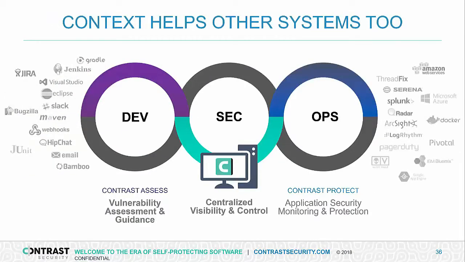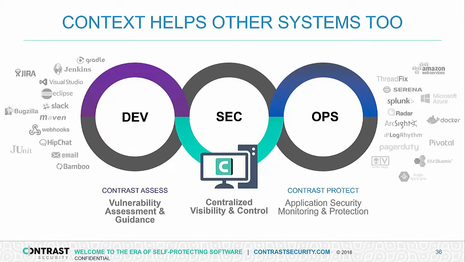Now, this level of context really helps the other systems that people need to integrate with. So if you're going to automatically put vulnerability information into a system like Jira, you want to make sure that that information is relevant and accurate. You don't want to put a whole bunch of attack data into Jira because there's no point in actually investigating it when 99% of it is wrong.